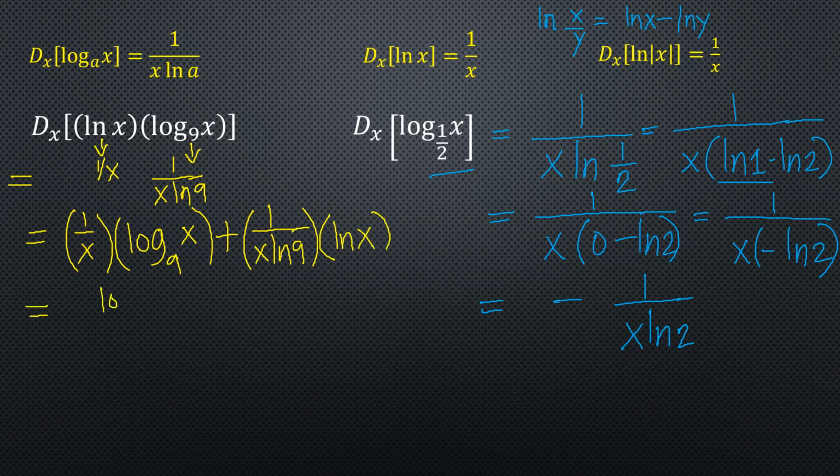So we now have logarithm of x to the base 9 over x, plus ln of x over x ln of 9. So that is already acceptable.